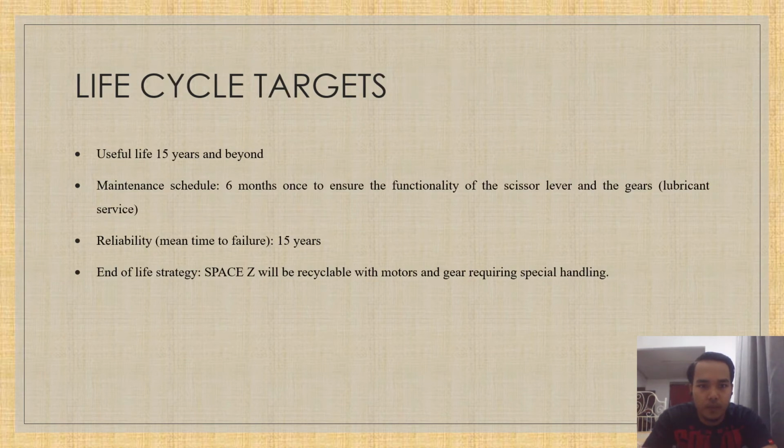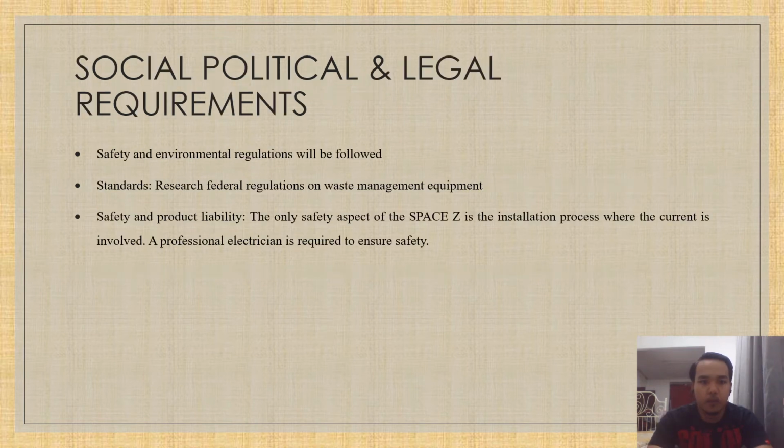For the life cycle targets, useful life is 15 years and beyond. We also give a maintenance schedule of once every 6 months to ensure the functionality of the sealer lever and the gears. For the reliability, we give 15 years. End of life strategy: the product will be recyclable, with motors and gears requiring special handling.